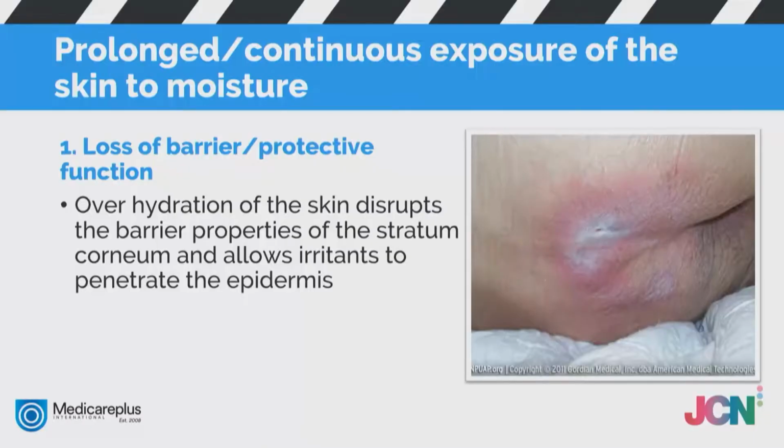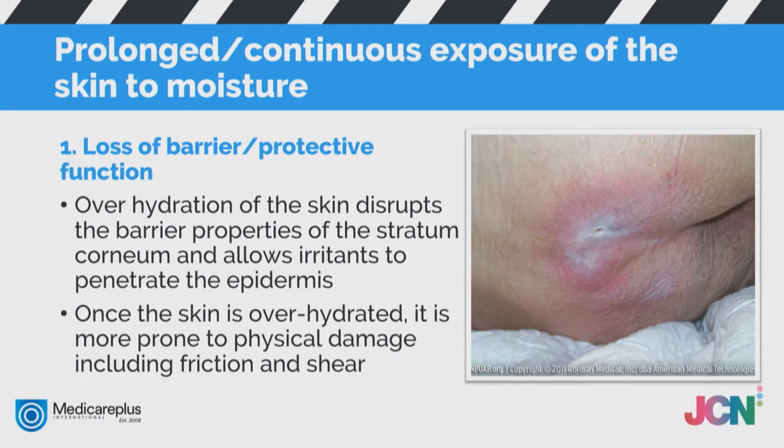Okay, so let's move on to look at the impact of prolonged and continuous exposure of the skin to moisture. There are two key factors that I want to start with: the loss of barrier, and therefore the loss of the protective function of the skin. That occurs as a result of overhydration of the skin, disrupting the barrier properties of the stratum corneum. So again, we're looking at the top layer of the epidermis, and this allows irritants to penetrate into the other layers of the epidermis.